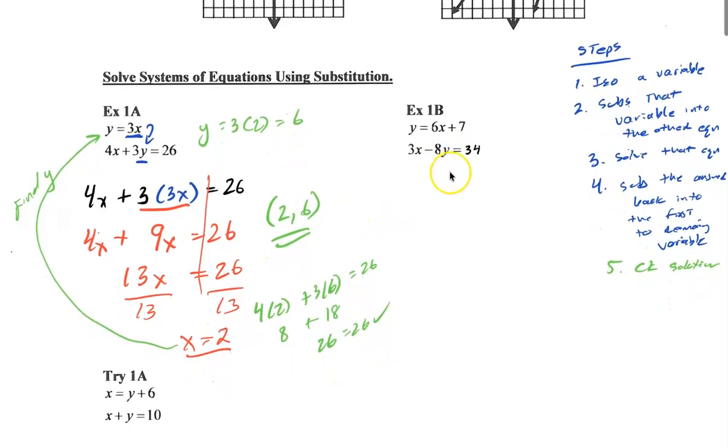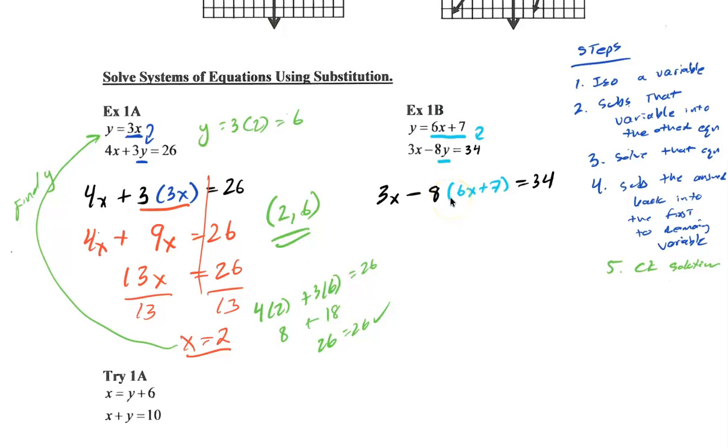Okay, so now the second one here. Again, step 1, isolate the variable. Luckily enough for us, again, y is isolated. Y equals 6x plus 7. Done. So now let's substitute that into the other equation for their y. So it's going to look like this: 3x minus 8 times y, which now we know is 6x plus 7, equals 34. So like that.